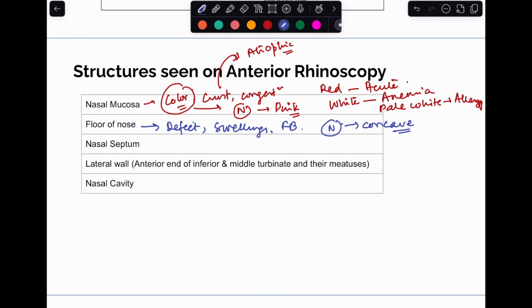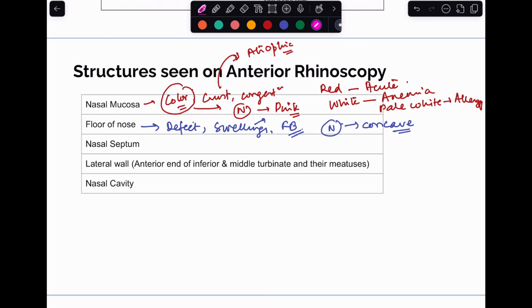When I mention defects, we'll look out for any cleft palate or a fistula. In case of swellings, a dental cyst can lead to a swelling in the floor of the nasal cavity. And in case of any foreign bodies, we'll also look out for this. Along with the foreign body, sometimes you'll also find discharge around it. So these are all things that you'll be looking out for when you are seeing the floor of the nose.